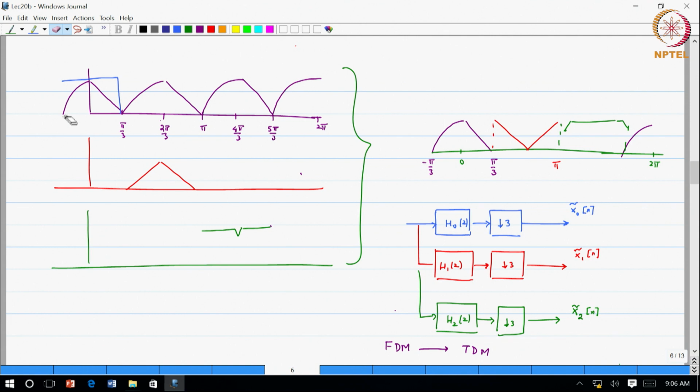If you look at it from the point of view of the first branch, it produces 3 copies of the signal, and then I filter out the portion from minus pi by 3 to pi by 3. Okay. So, this portion is correct. So, from minus pi by 3 to pi by 3 you get a curved portion from minus pi by 3 to 0, and then you get a straight portion. Now, this figure is wrong.